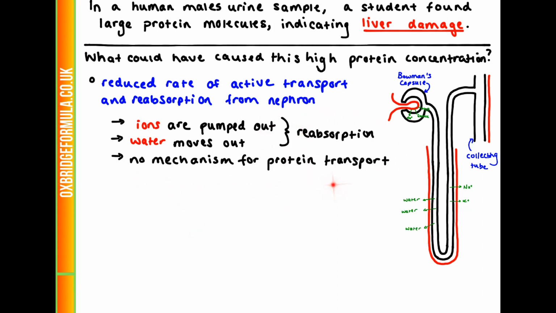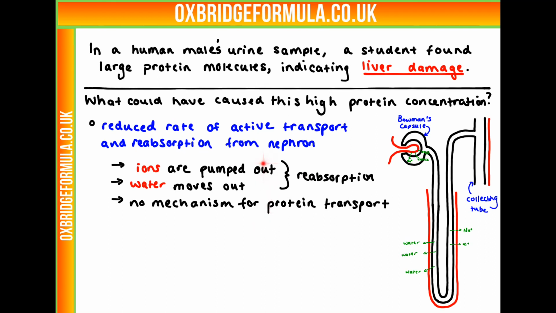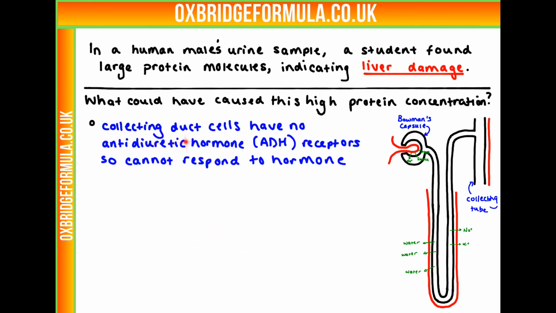There's no mechanism for protein transport, so we're not really going to be interacting with proteins with our active transport and reabsorption. So that is not a mechanism of finding protein molecules in the urine, so we can cross that one off our list. And finally, our last thing, the collecting duct cells have no antidiuretic hormone or ADH receptors, so cannot respond to the hormone. So think about what this hormone might do.